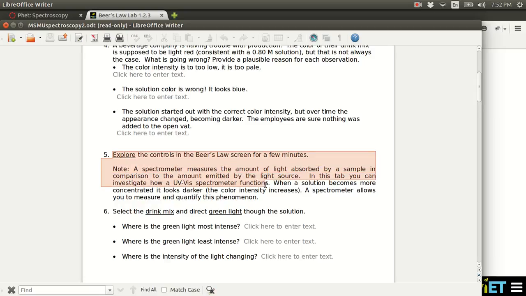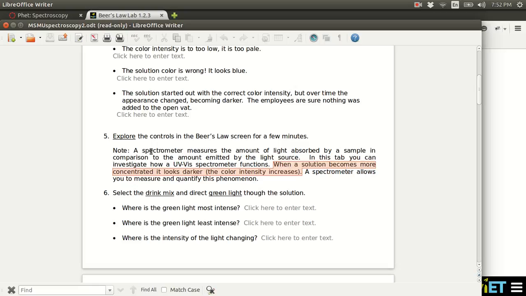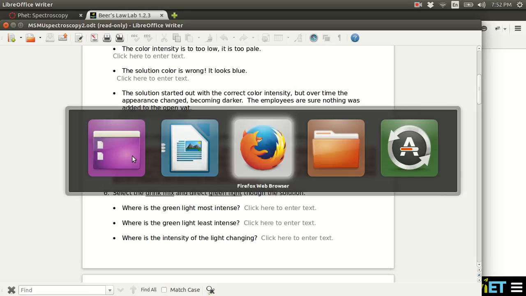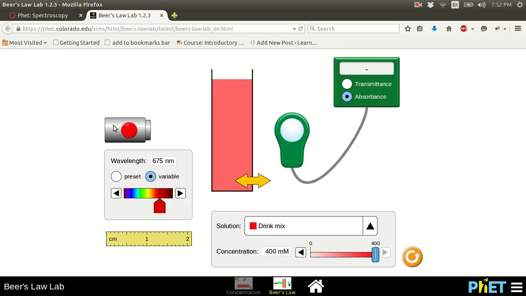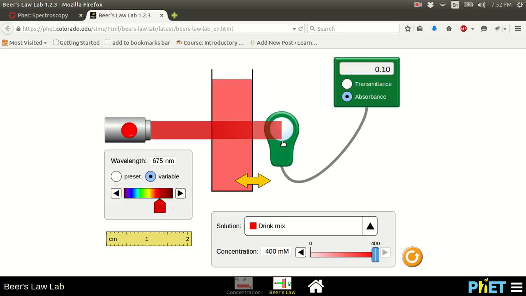Explore the controls. I think you've already done that, right? Okay. A spectrometer measures, yes. You should read this. That indicates to you that this whole setup here, this is the spectrometer right there, and this is the light source. But this is not just pretend, folks. This is a real life tool. This is just a simplified, software gamified version of a real life tool.